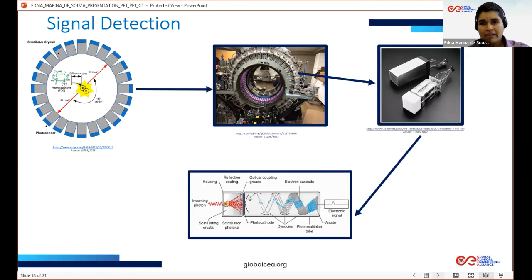Then the visible light is guided to photomultipliers, where the light is converted into an electrical signal, which is also amplified in this device to follow then the processing sequence until we have the image, right? So a typical PET scanner has nowadays thousands of scintillator crystals organized in blocks, as you can have here, right?